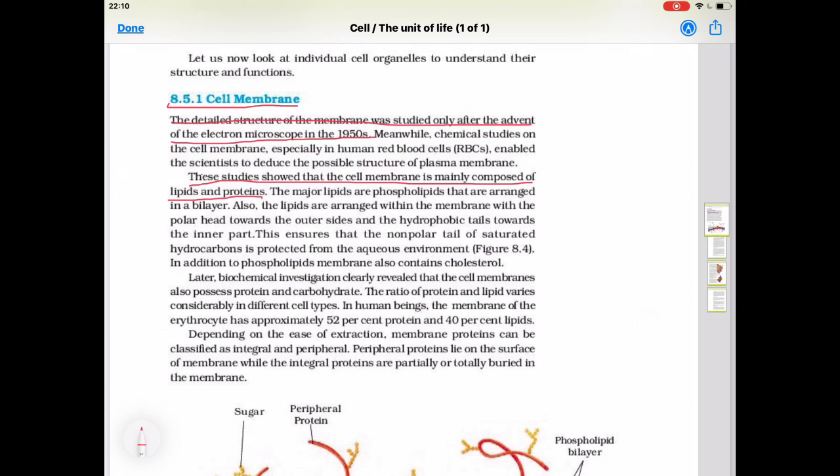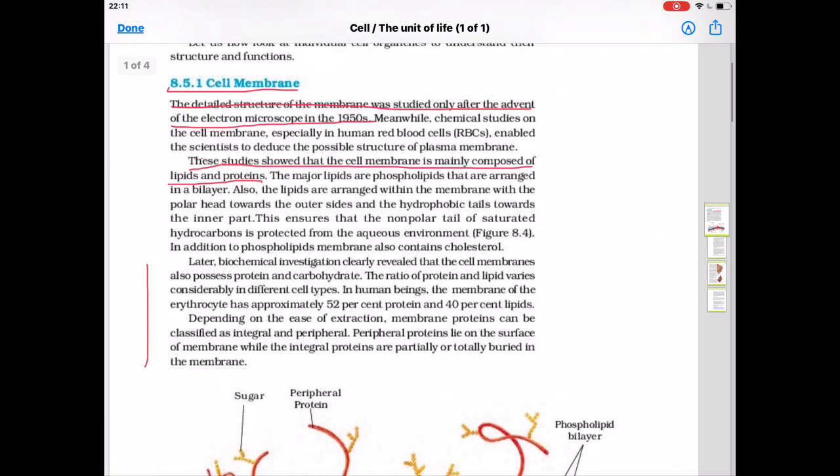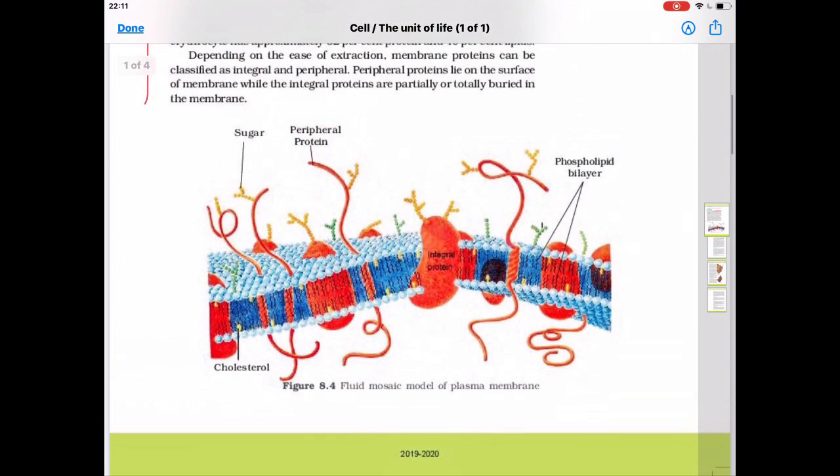The major lipids are phospholipids. This is one type of the lipids that are arranged in a bilayer. Bilayer means in two layers. In plasma membrane, the phospholipids are arranged in two layers. As shown in the diagram, the phospholipids are shown here in two layers. Just see there, they are arranged in two layers.